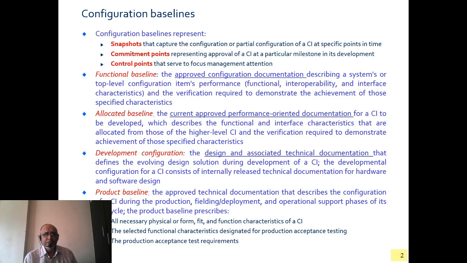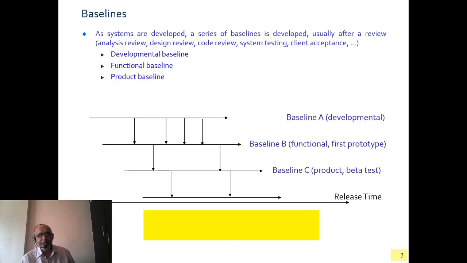So to remind you, configuration baseline represents three things: SC square, that is snapshots, commitment points, control points, and it consists of four baselines: functional, allocated, development, and product. As we go from top to bottom, the level of complexity of the baseline is increasing. That is from functional to product. Moving next, just try to see the diagram.